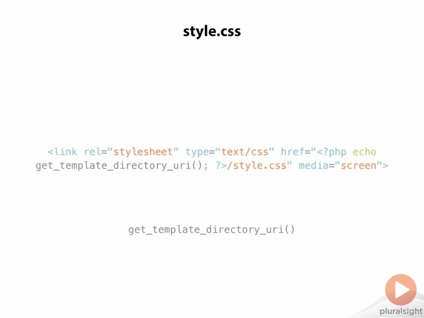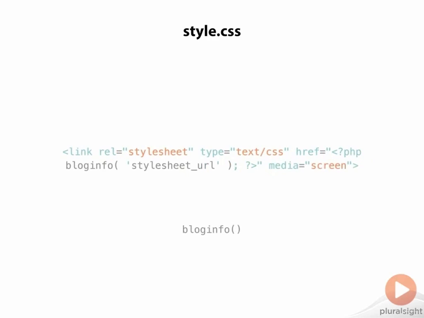None of these functions give us the actual URL of the style sheet, though. We are still having to add the style.css at the end at the very least. To get the actual URL of the style sheet, you can use getBlogInfo stylesheet_url. Now I've got a direct link to the active theme's style.css file. If you wanted to load the style sheet from the parent theme, you'd still need to use get_template_directory_uri and then add style.css to the end of it.